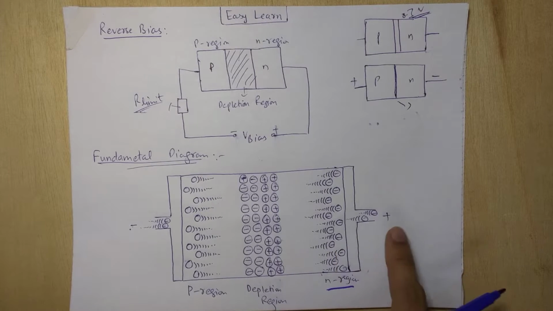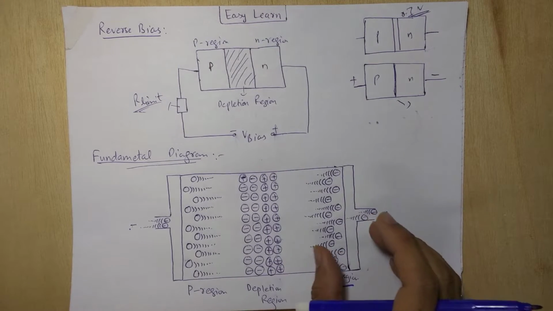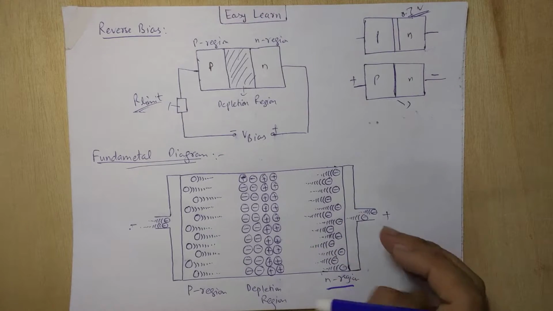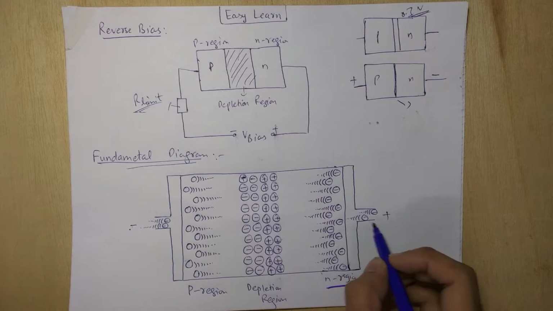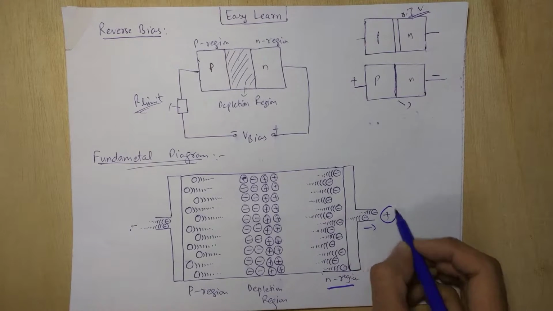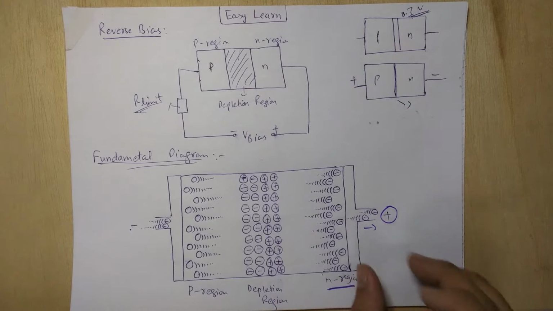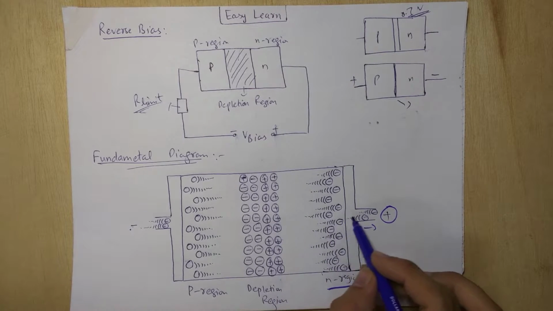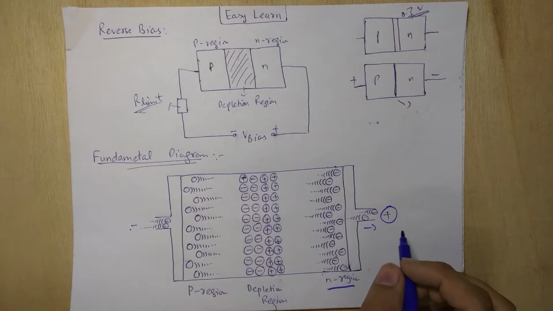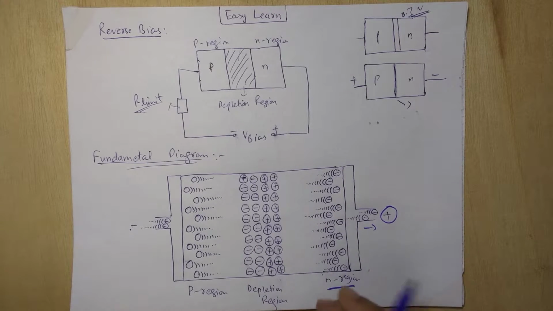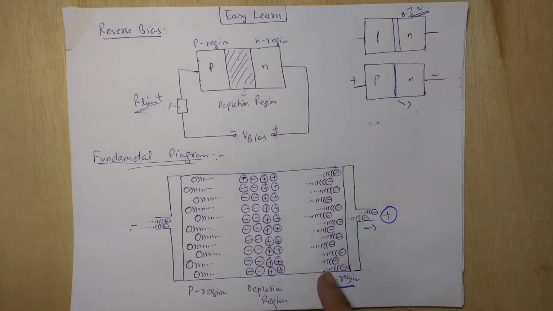The positive side of the V bias voltage source pulls the free electrons. You can see that the electrons are moving toward this side due to the positive potential. This is the positive potential, and it is pulling the free electrons. They carry negative charge. Positive attracts the negative charge toward itself, which are the majority. In the N region, free electrons are available in the majority.